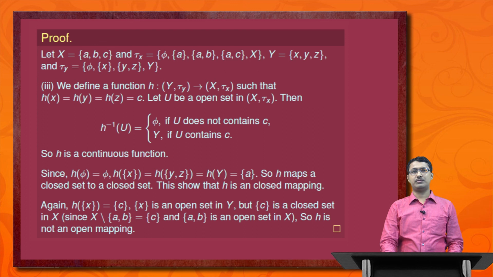Again h of phi is equal to phi, and h of {x}, h of {y, z} and h of Y are all equal to {c}. So h maps a closed set into a closed set. This shows that h is a closed mapping. Again h of {x} is equal to {c}, and {x} is an open set in Y, but {c} is not an open set in X; it is a closed set since X minus {a, b} is equal to {c}, and {a, b} is an open set in X, so h is not an open mapping. That means h is an example of a continuous function which is neither open nor closed.